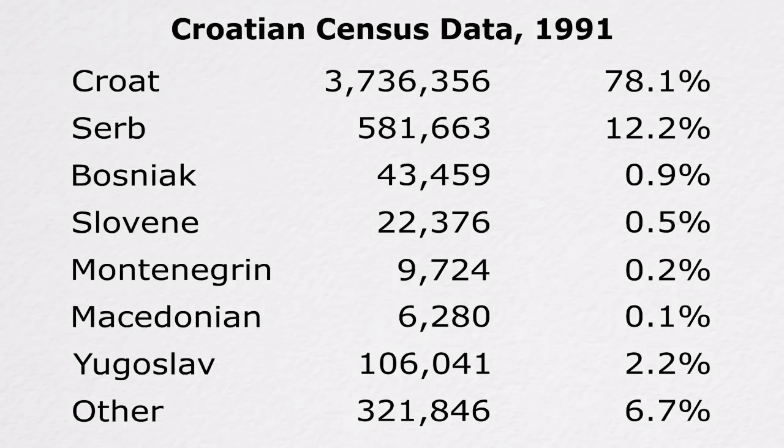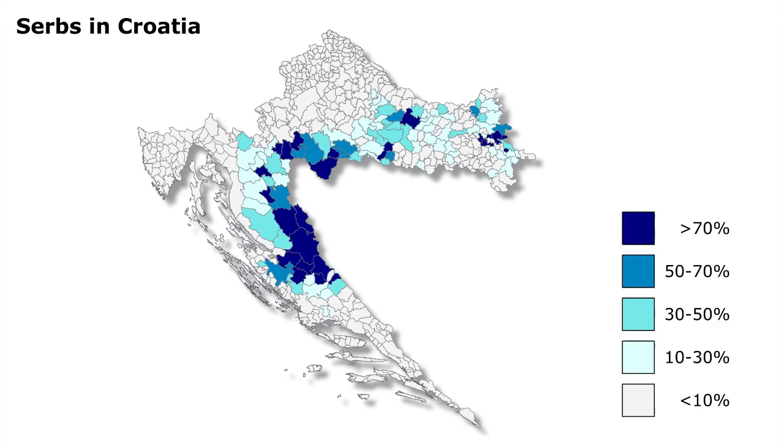Croatia's population was mostly ethnic Croats, but the country also had a large minority of Serbs. Large regions of Croatia had Serbian majorities, especially along the border with Bosnia. For many Croatian Serbs, the newly elected government was something that caused serious concern.